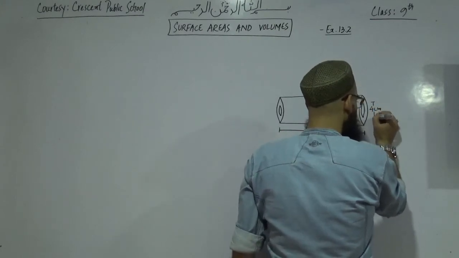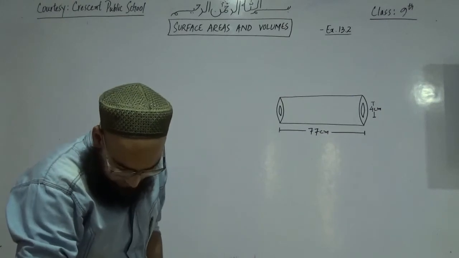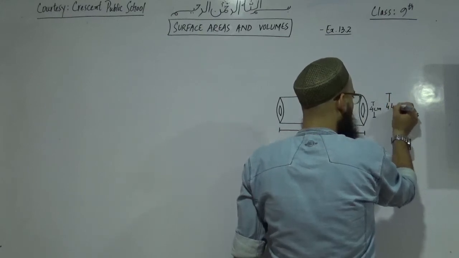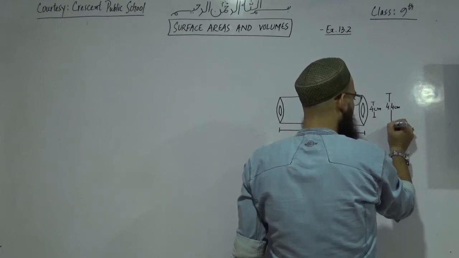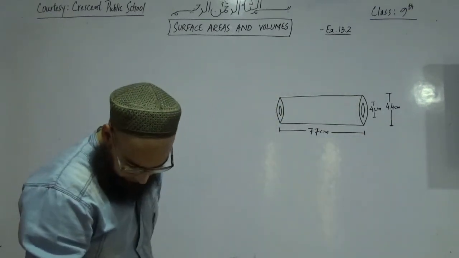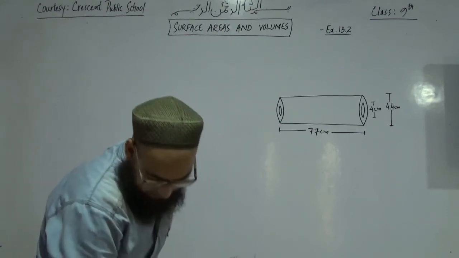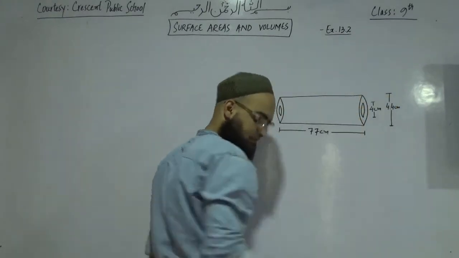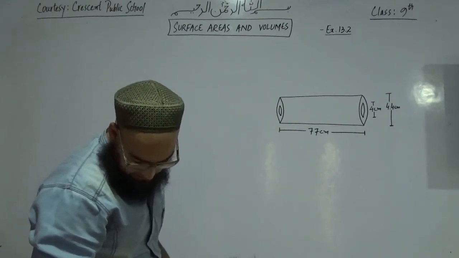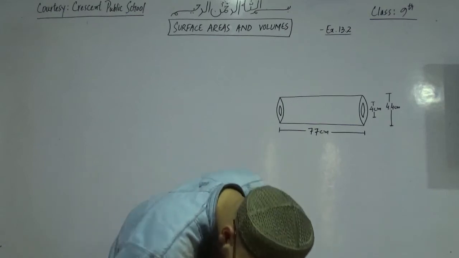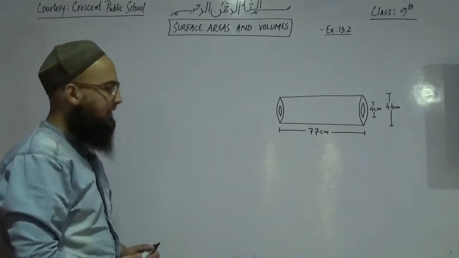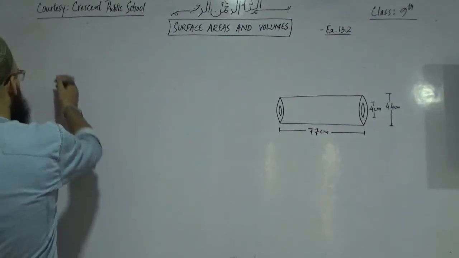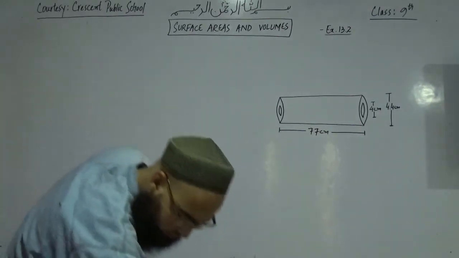The outer diameter being 4.4 centimeter. 4.4 centimeter is the outer diameter. Find its inner curved surface area. Now you need to find inner curved surface area, outer curved surface area, and total surface area. You are required to find the inner curved surface area, outer curved surface area, and total surface area. See, is it question number 3? Yes.